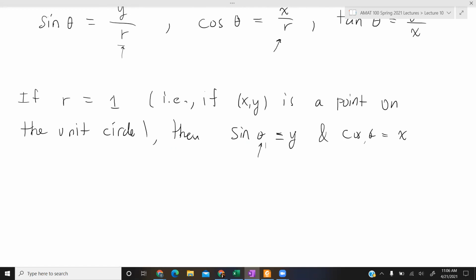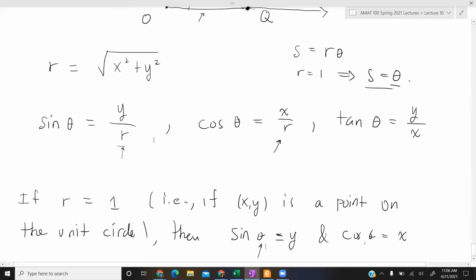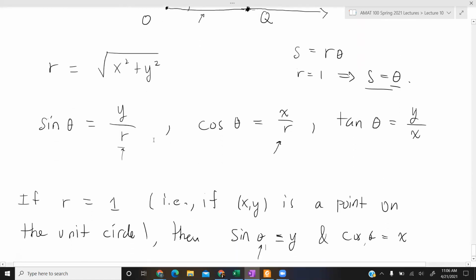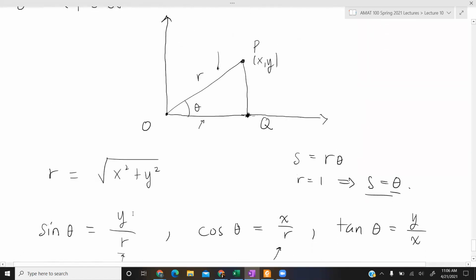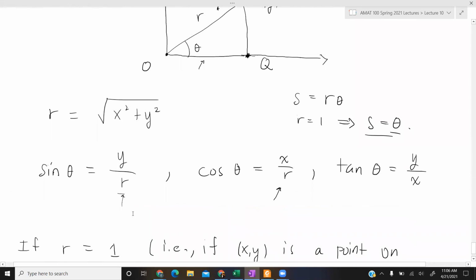So these approaches are pretty much the same. Although this approach might be a little bit more general, perhaps, because you don't have to confine yourself to the unit circle. You can look at a point as far as you want, or as close as you want, to the origin.